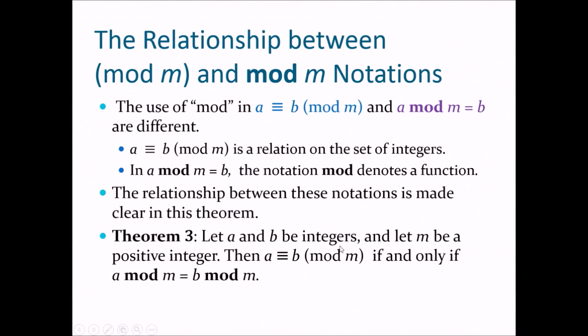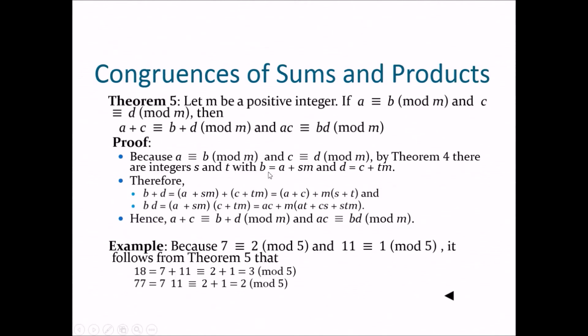Let a and b be integers and let m be a positive integer. Then a is congruent to b mod m if and only if a mod m is equal to b mod m. This is what we have already discussed in previous slides, that a is congruent to b mod m means m divides a minus b, and this happens if and only if the remainder when we divide a by m is equal to the remainder when we divide b by m. So this statement represents the relation between these two mods.